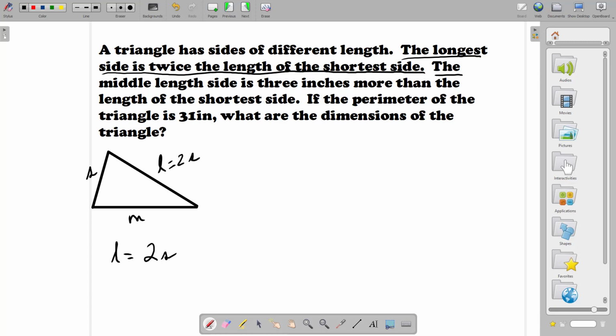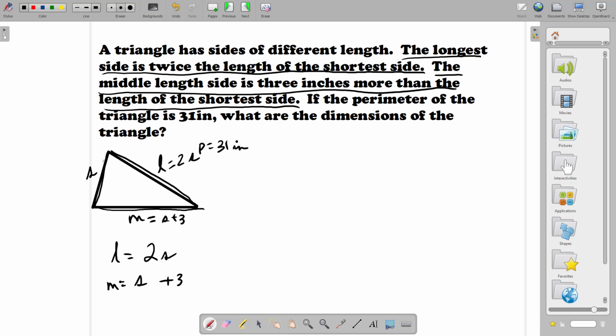It says the middle length side is 3 inches more than. The middle length side is 3 inches more than, means we're adding 3 to something. It's 3 inches more than the length of the shortest side, which is S. So this side is S plus 3. Now we have all 3 sides written in terms of S. That's what we need. It tells us that the perimeter is 31 inches.